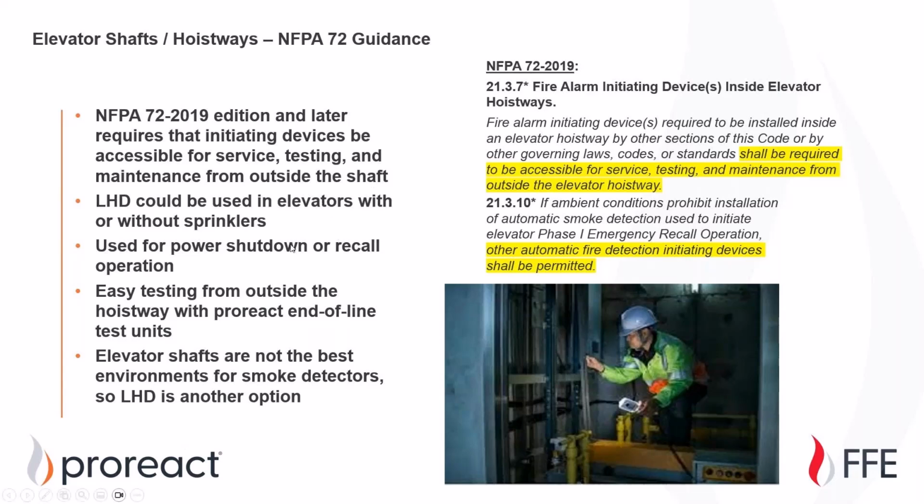So there's a couple of different functions that the linear heat detection could be initiating. One is power shutdown, or sometimes called shunt trip, for when you have sprinklers inside of the elevator hoistway. And the other function is recall. So we'll go over each one of those. And detection may be required inside of elevator shafts, whether it has sprinklers or not.